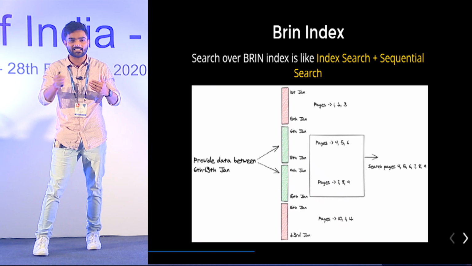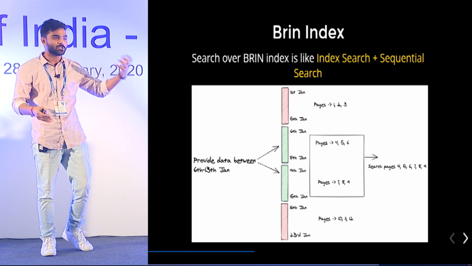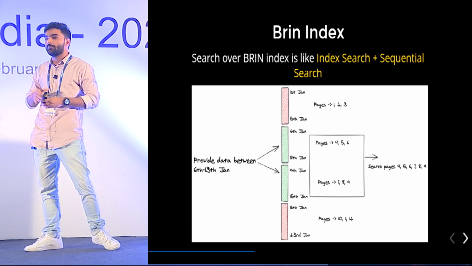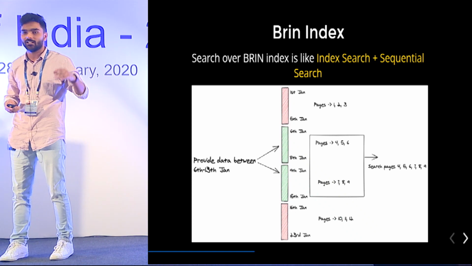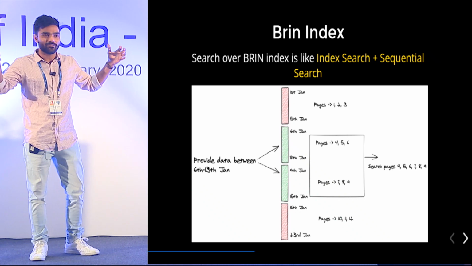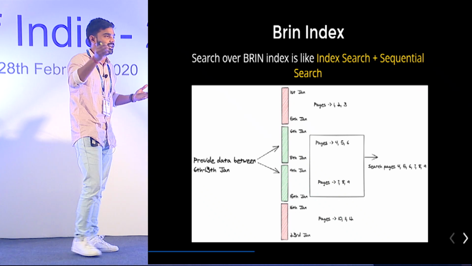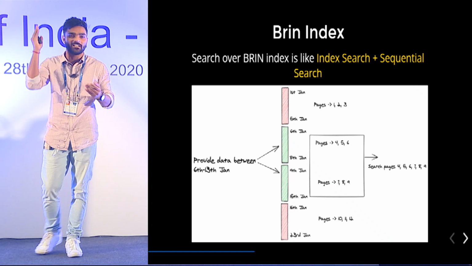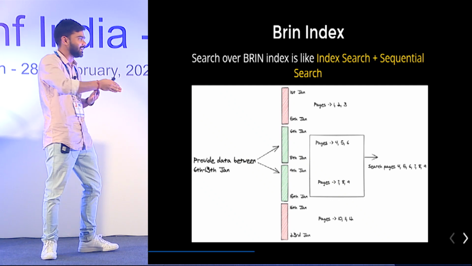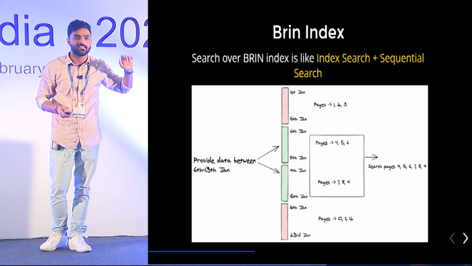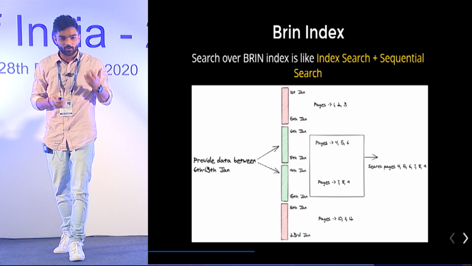Pages are 4, 5, 6, 7, 8, 9. So it will bring only those pages into memory and search over those pages. While in a B-tree index, you have a layer in which each entry is being indexed. So it will have to search each entry to see whether it matches 5, whether it matches 5, whether it matches 5. But in this case, it can just prune the unnecessary tables by just looking at the summary information that is stored in my Brin index.